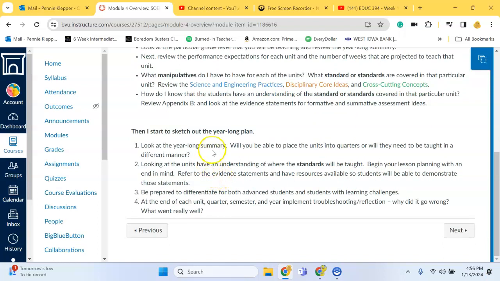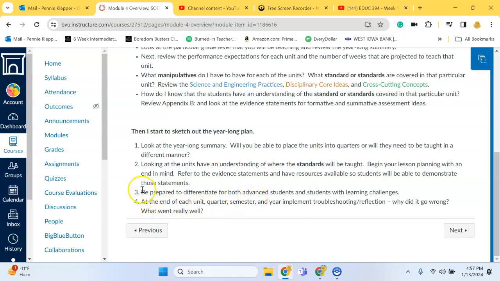So with this, when you start to sketch out the year-long plan, you want to divide your units into quarters, or if it's taught in a different manner, some schools do it differently. Think about how your school is going to be doing it, and then understanding where the standards are going to be taught. And this statement right here: begin your lesson planning with an end in mind. We always want to think about the end as we're planning the beginning of the lesson.